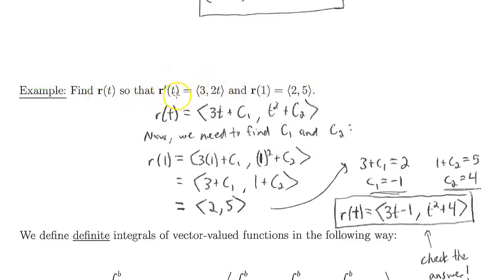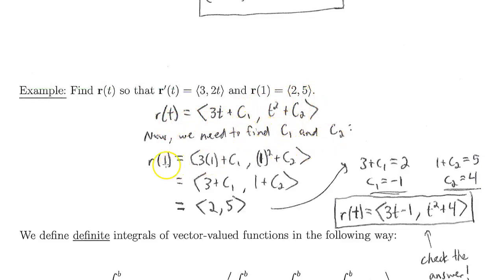If r prime of t is 3 comma 2t, r of t will be the integral of that. The integral of 3 would be 3t, plus c1, and the integral of 2t is going to be t squared, plus c2. So r of t is going to have this form. Now, we also want r of 1 to be 2 comma 5. That's going to fully determine what the c1 and c2 are.